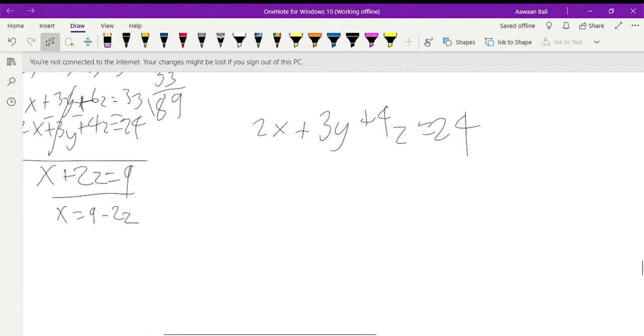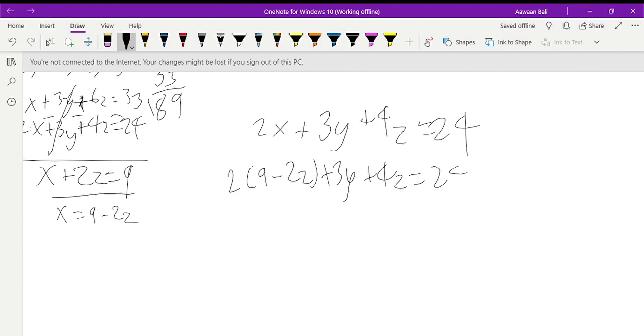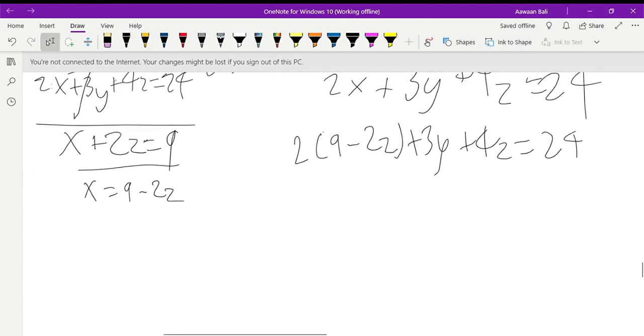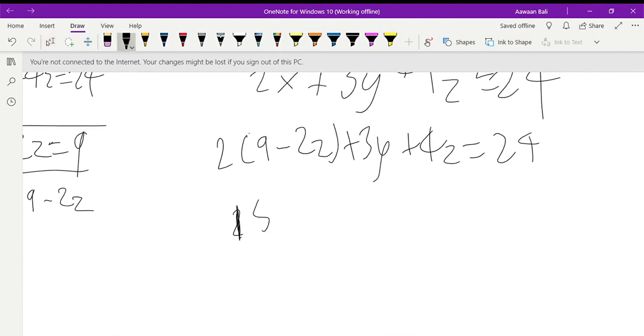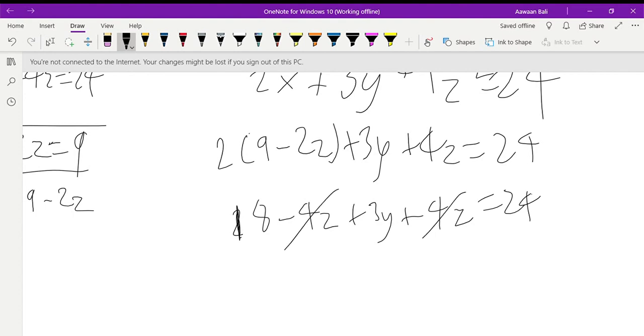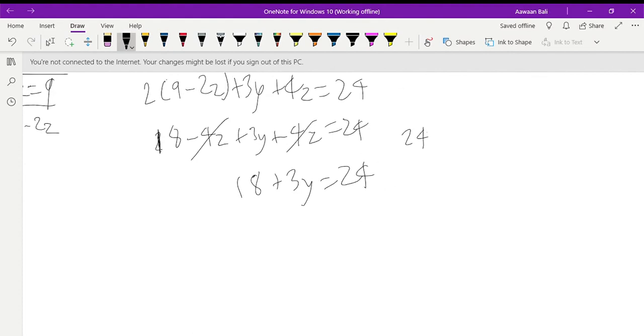What we have to do here now is substitute this 9 minus 2z in the place of x. So 2 times 9 minus 2z plus 3y plus 4z is equal to 24. Now we just solve the equation because it's easier. And since we're finding the value of a notebook, it'll be easy to find the value of the notebook now, in a way. So 18 minus 4z plus 3y plus 4z is equal to 24. Now this is the great reason why we should choose a smaller equation. Now minus 4z and plus 4z cancel out, leaving only 18 plus 3y is equal to 24. This is really helpful because now we can just directly find what y is, and that's a notebook.